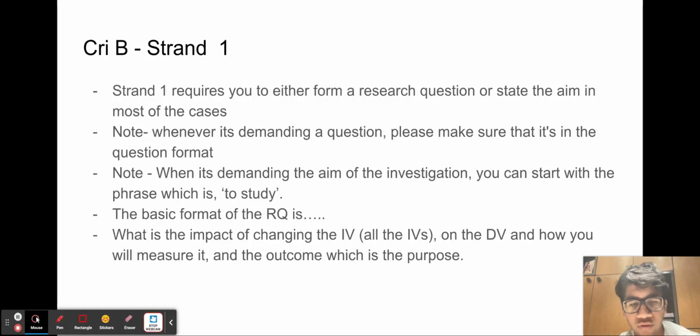So as you can see, now we are talking about criteria B strand 1. Like I have discussed in the previous video, just a small recap. I'm giving you 1 minute to read the statements mentioned here, and if you want to note it down, you can note it down for your reference. So let's move ahead.